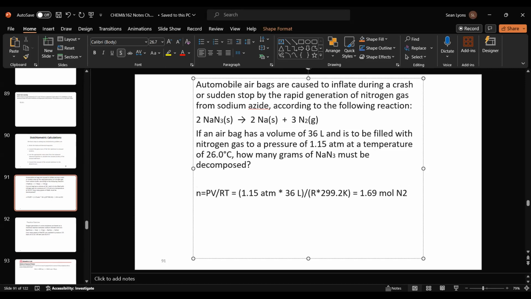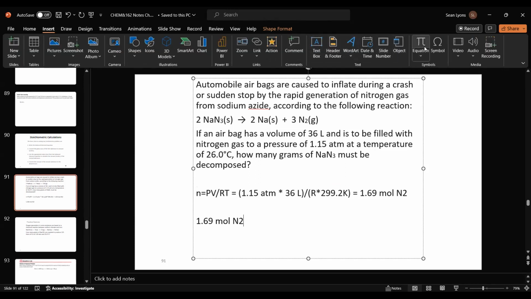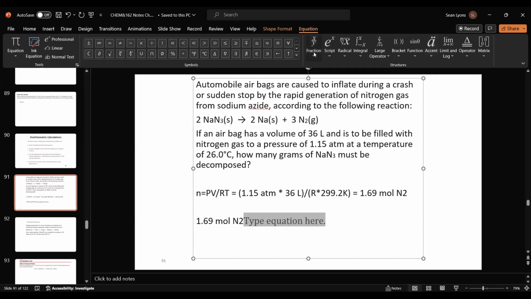So now that we have that, what we can do is just essentially use the stoichiometry that we've done in the past. We're going to be relating one substance to another. We got the moles of nitrogen, so now we can just go directly to moles of the reactant, and then we can use the molar mass to go from moles of that to grams ultimately. So we'll have 1 mole N2, and then I'm actually going to insert an equation so it's a little bit easier to see the dimensional analysis.